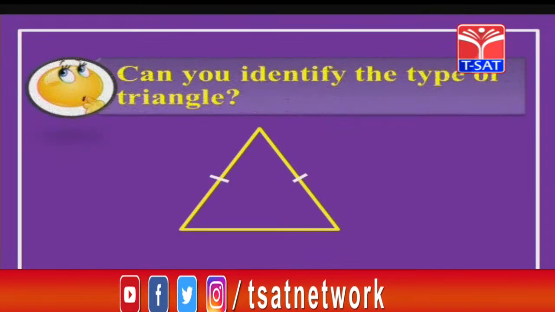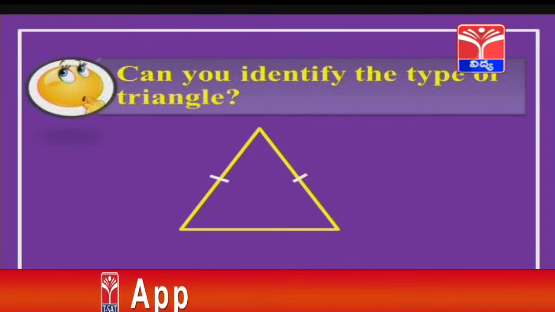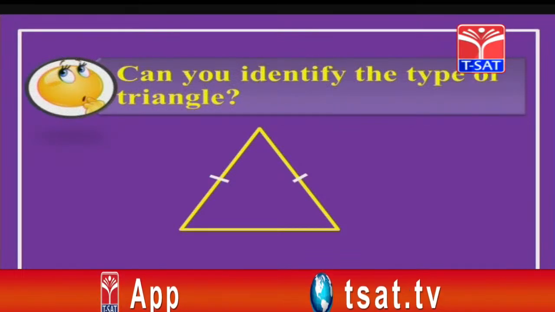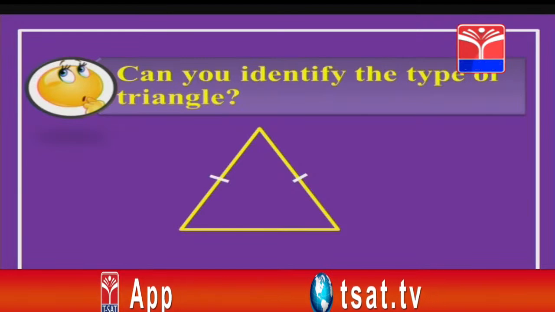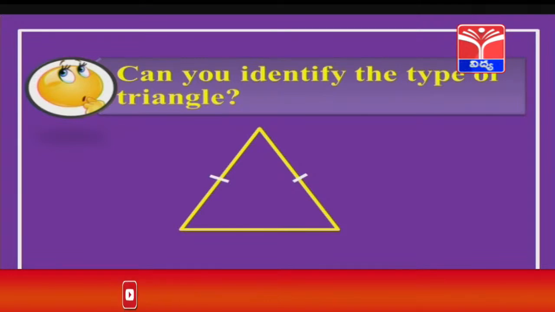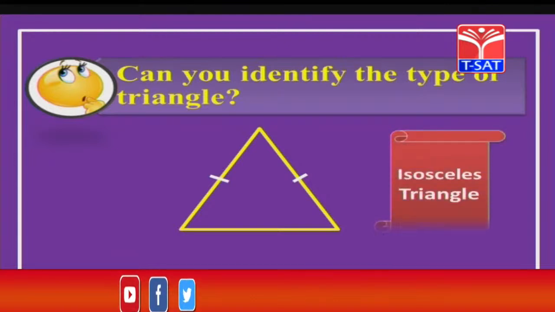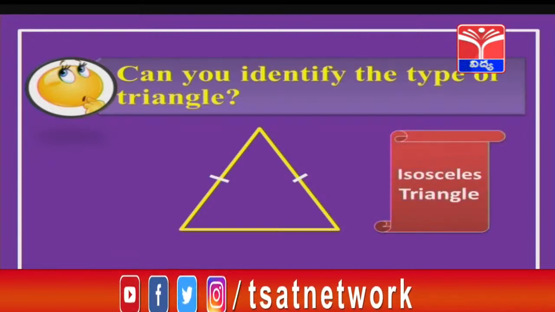Children, can you identify the type of triangle shown on your screen? Yes. Here if you notice, both the sides of a triangle are equal. Such a type of triangle is an isosceles triangle.